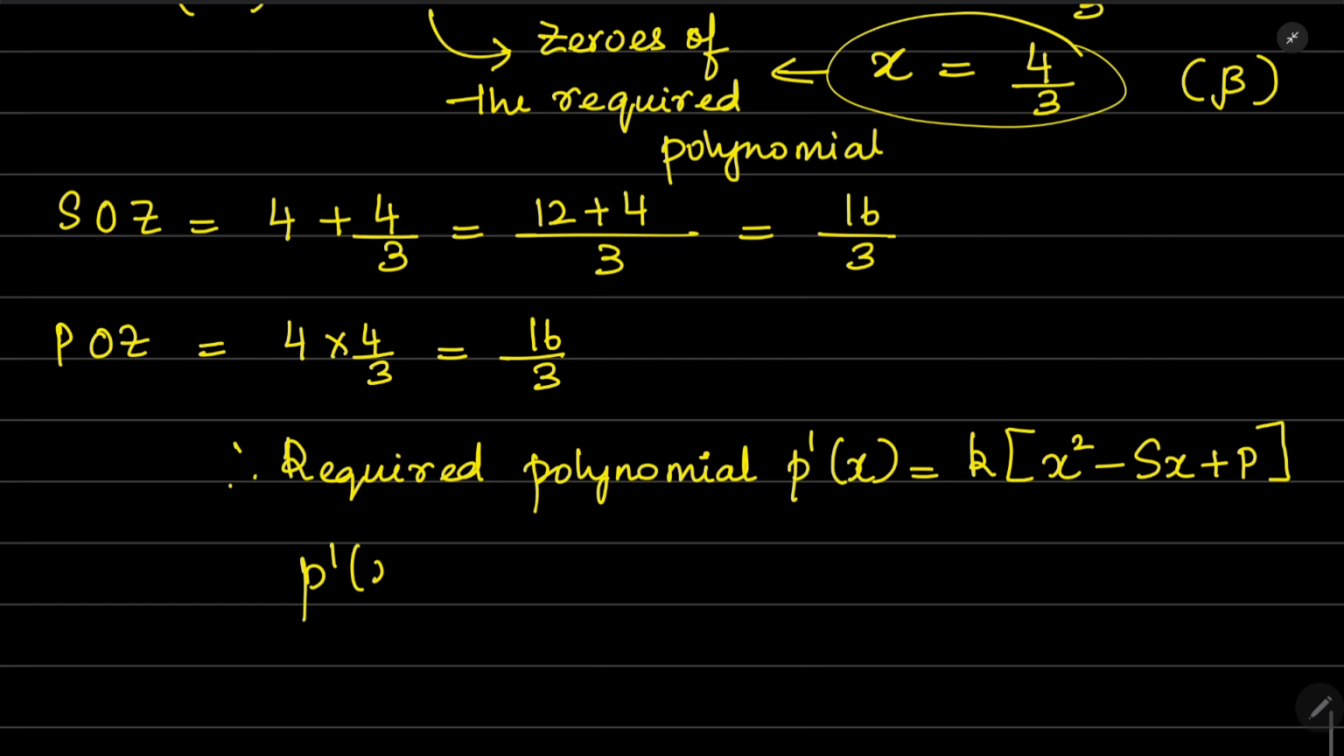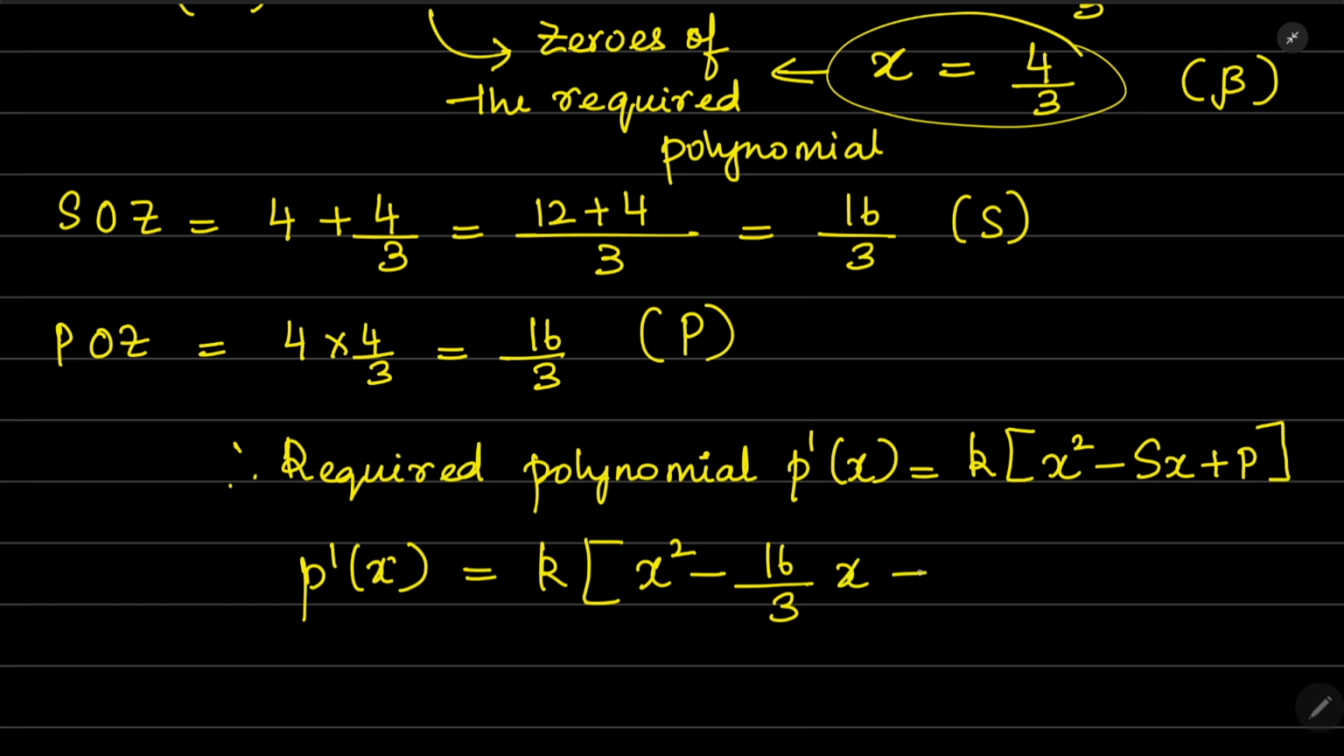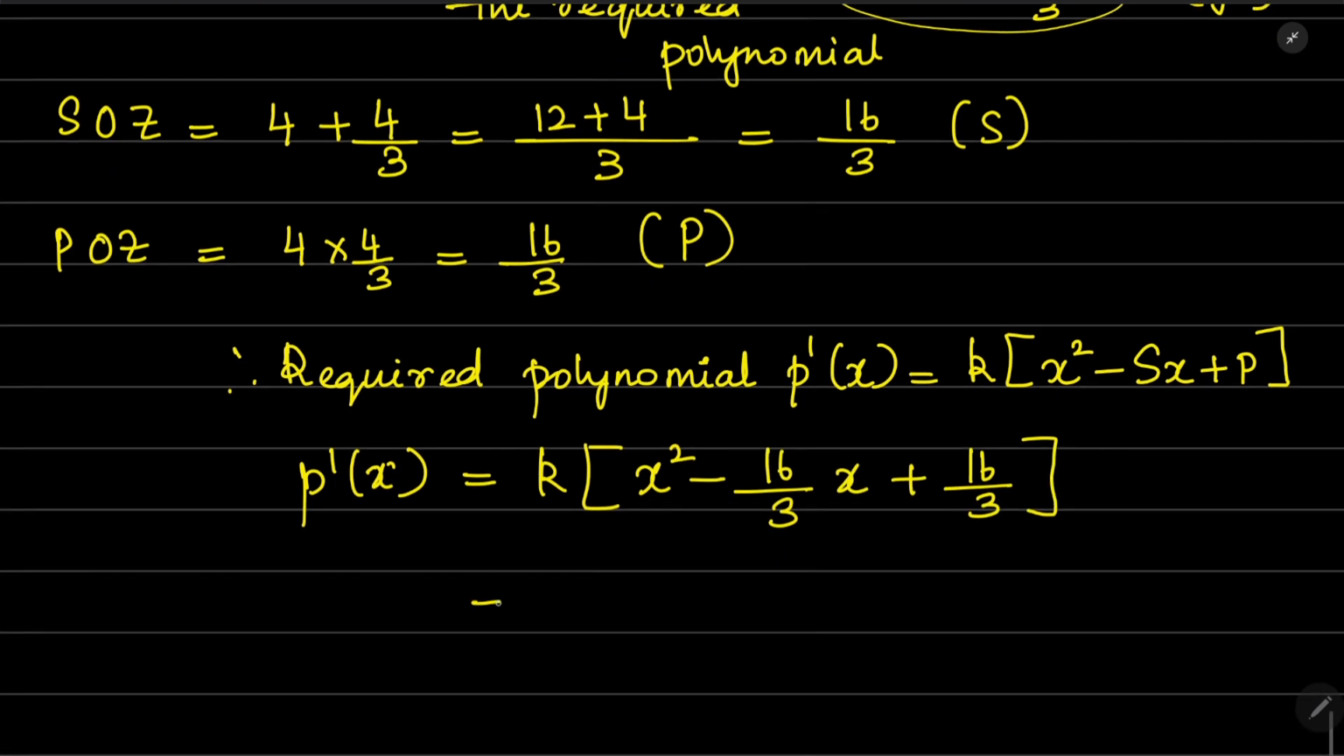So I can write p dash of x, which is the required polynomial, equal to k multiplied by x square minus sx plus p. This is your s and this is your p. What is it? 16 by 3x plus 16 by 3. Take LCM as 3. So you can take that 3 outside. So it's k by 3. And when you take the LCM, what will be the first term? It will be 3x square minus 16x plus 16.